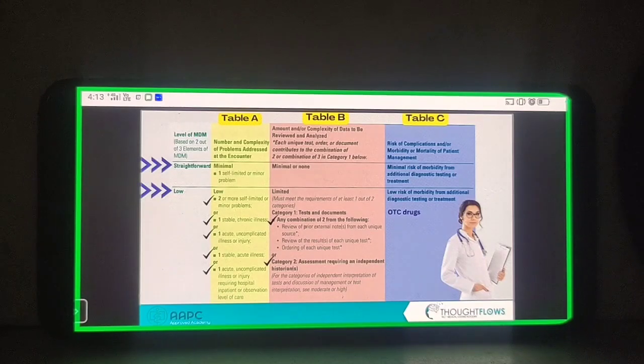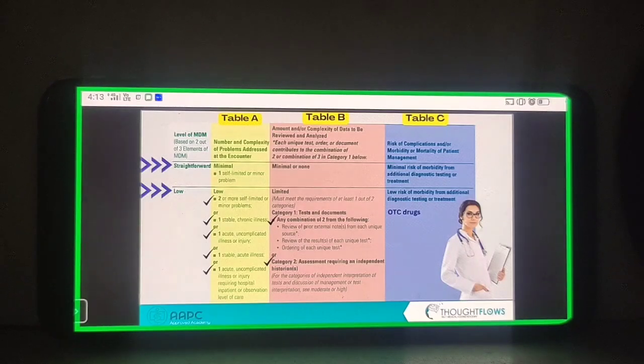Low level, category 1, ma'am. Category 1. What points are satisfied? Two combinations: review of prior external note and ordering of each unique test. First point and third point. So I am giving this example, how many points would you get?